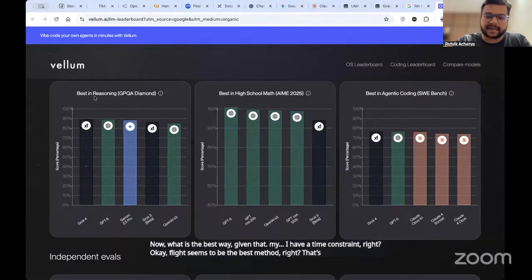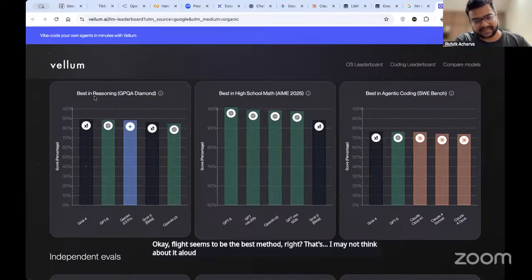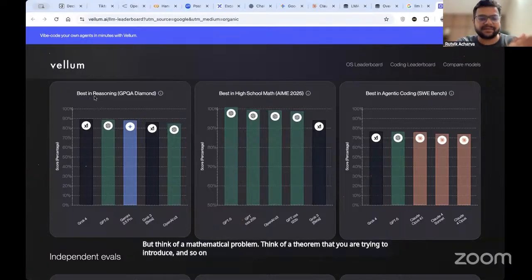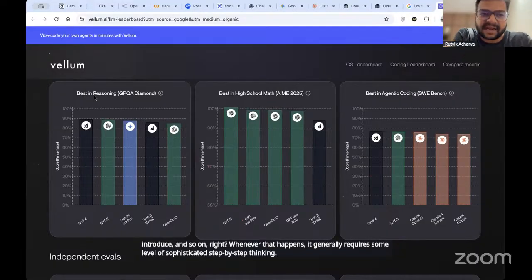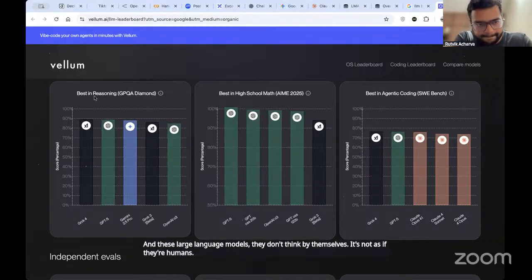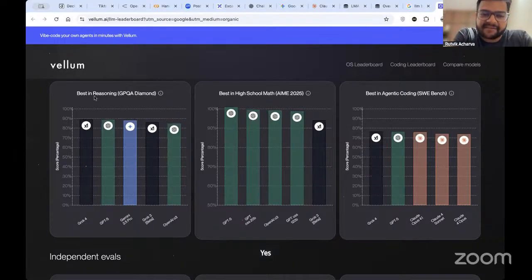I may not think about it aloud, and this is a very simple example, but think of a mathematical problem. Think of a theorem that you are trying to introduce and so on, right? Whenever that happens, it generally requires some level of sophisticated step-by-step thinking. And these large language models, they don't think by themselves. It's not as if they're humans. Yes, they have been fed a lot of examples of such types of reasoning.